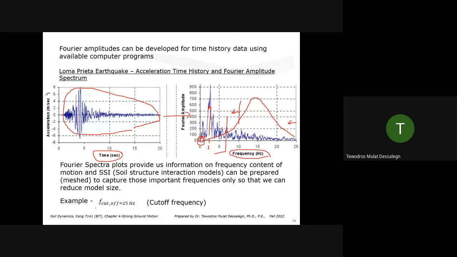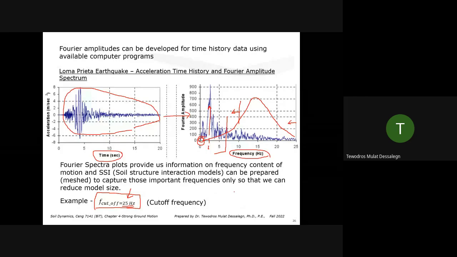This cutoff frequency is a very important parameter in SSI, soil structure interaction analysis. This cutoff frequency is the one directly telling you what frequency you're capturing. This may come from a regulation or a design code. You may be asked to capture up to, let's say, 25 hertz or 33 hertz. And this determines your mesh size.